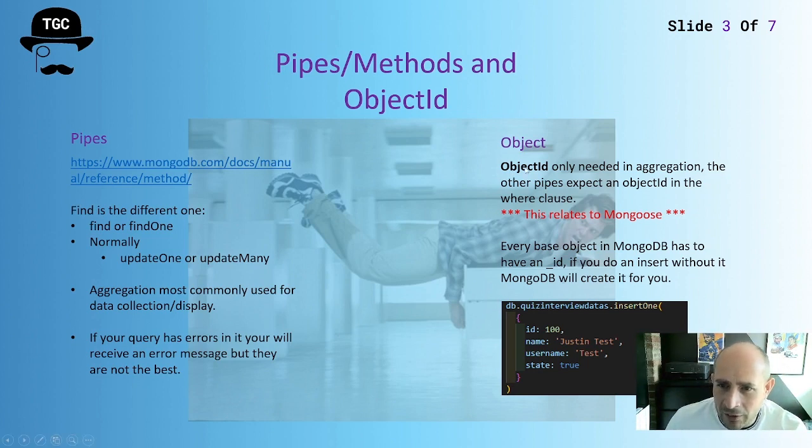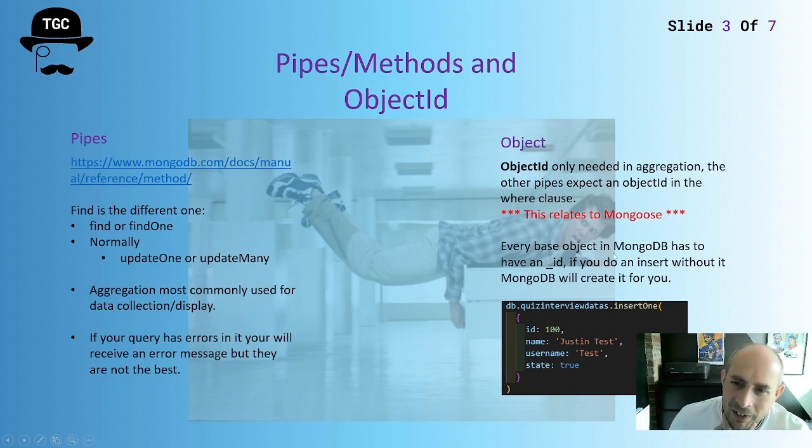Now you only had to wrap it with this object ID in Mongoose in the aggregation query. In all the others, so if you were using find one, update many, anything like that, you didn't have to use the object ID, because it could just work with it as a string, because it was expecting you to have that in a particular part of the pipe. So that's just for reference more than anything.